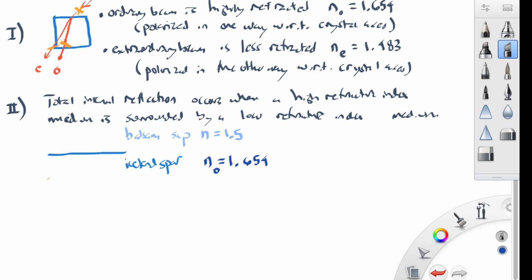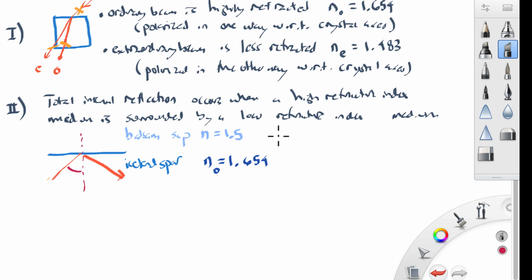Okay, so let's suppose we have an ordinary beam and it's coming in at an angle so that as it bends away from the normal, it bends away from the normal so much that it doesn't make it out of this Iceland spar into the balsam sap, and as a result it bounces back into the Iceland spar. That is the phenomenon of total internal reflection, right? So there's going to be some angle of incidence at which it is unable to make it out into the balsam sap.